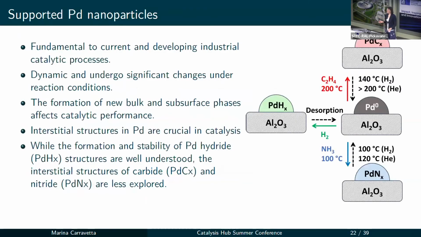Now, supported palladium nanoparticles are important for quite a lot of applications. We can have the nanoparticle as depicted here. We work mostly on nanoparticles supported on alumina, but we can also have variations of this nanoparticle after interacting with various reagents, and we can follow these pathways to palladium carbide, hydride, or nitride.